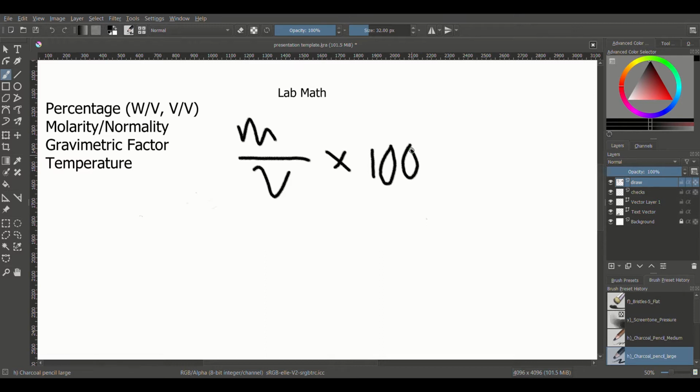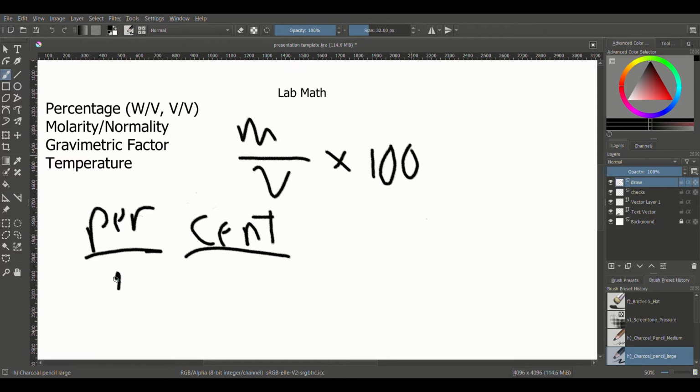Well, let's look into what percent means. Per cent: per means for each, and cent means 100. So for every 100, you're going to have this much of this. For every 100 of this volume, you're going to have this much weight, or this many grams.